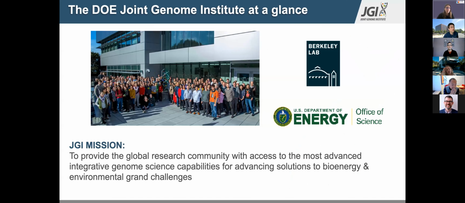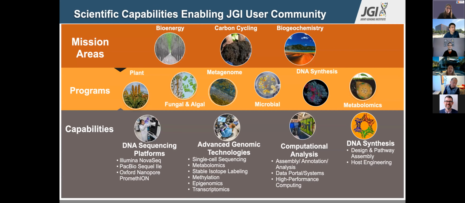So if you aren't familiar, the JGI provides the global research community with access to advanced genome science capabilities for advancing solutions in bioenergy and environmental grand challenges. We have a couple mission areas, including bioenergy, carbon cycling, and biogeochemistry. We do this through a couple of science programs and then capabilities, both instrumentation and computational. So today I'll mostly be talking about the metagenome program and how we do computational analysis on the sequencing data that we're generating from samples that are sent to the JGI.